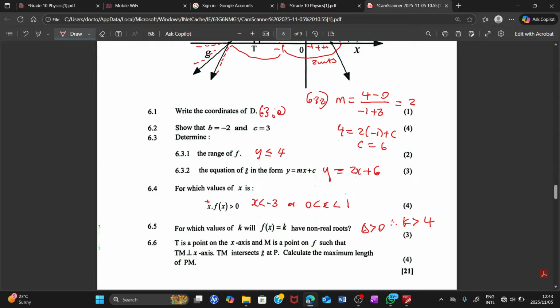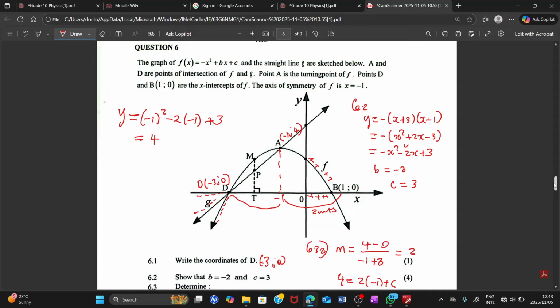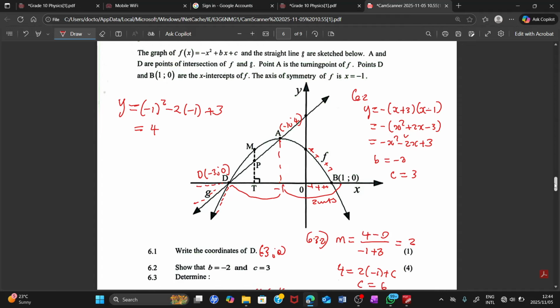Okay, let's look at our last question. T is a point on the x-axis and M is a point on f, such that TM is perpendicular to the x-axis. TM intersects g at P. Calculate the maximum length of TM. Let's go to the graph so that you see. We are looking for the maximum length of TM. This type of question, don't take it for granted. Actually, these are easy questions if I can use simple language.